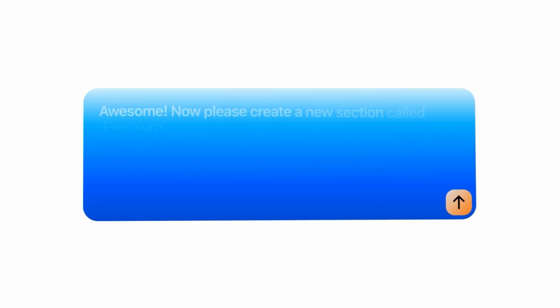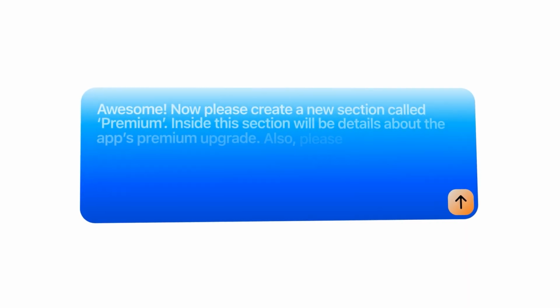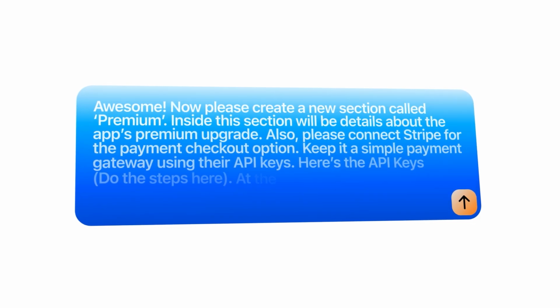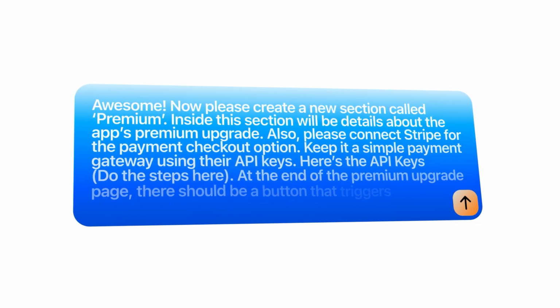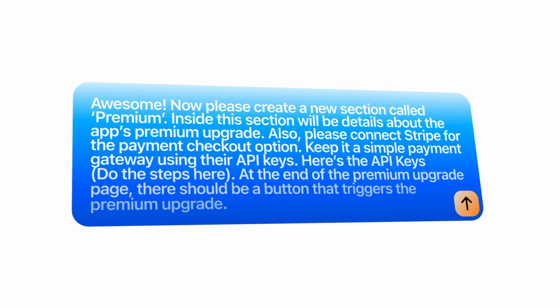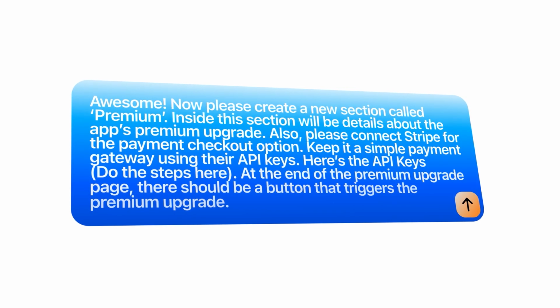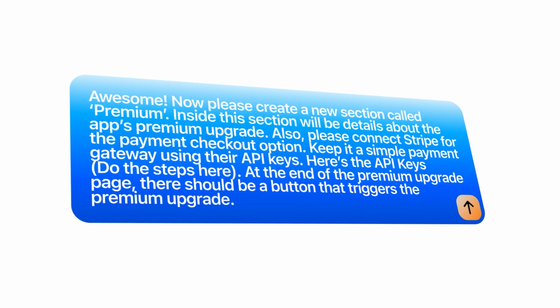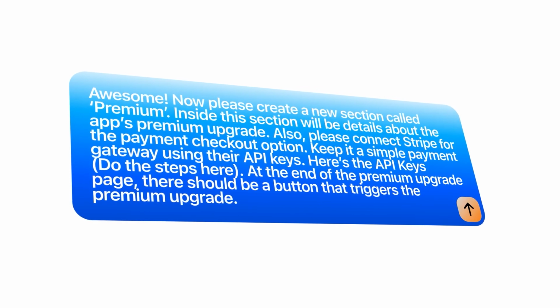Awesome! Now please create a new section called Premium. Inside the section will be details about the app's premium upgrade. Also, please connect Stripe for the payment checkout option. Keep it a simple payment gateway using their API keys. Here's the API keys. Do the steps here. At the end of the premium upgrade page, there should be a button that triggers the premium upgrade.